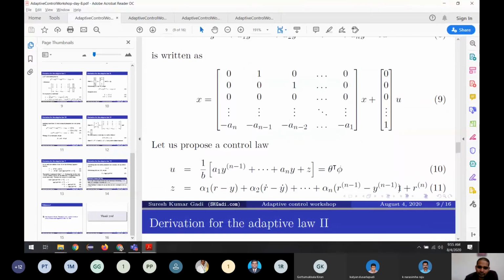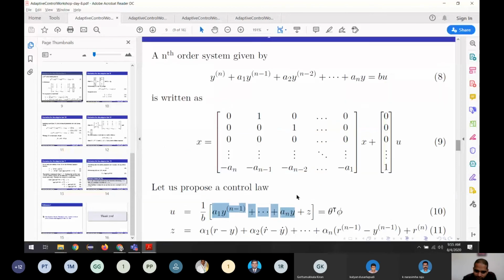How are we proposing the control law? We are saying the control law is this one, right? So 1 divided by b times a1 times y with n minus 1 dots on top of it. And this is the term, and finally a z. What is z? We are defining it here. So before going to z, let us see this part and this part.